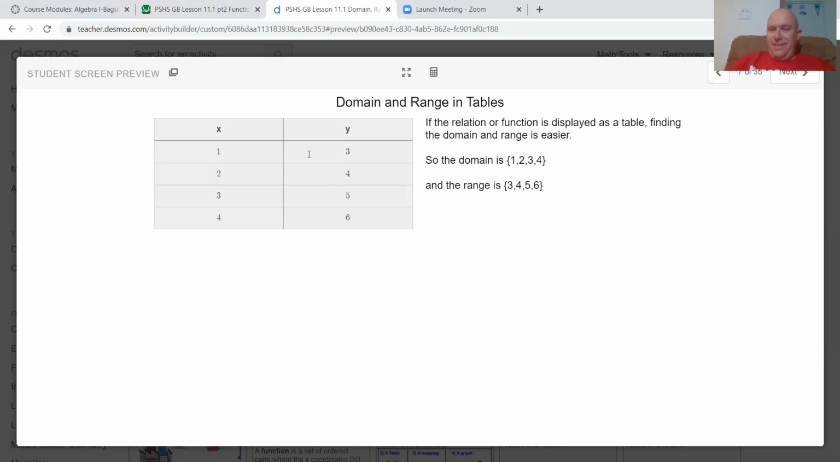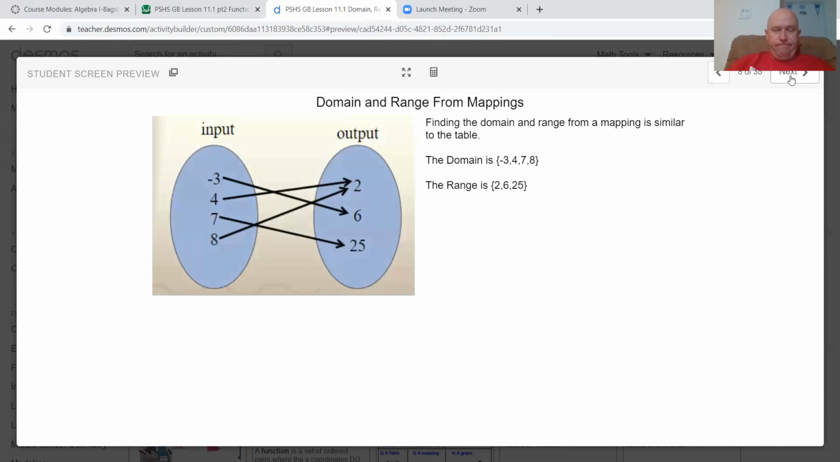If they're in a table, this is actually even easier to do. You can literally just read down. You can see all the x values lined up here. You don't even have to remember the first coordinate is the x value. So 1, 2, 3, 4. And for the range, the y values, 3, 4, 5, 6. Notice the set notation we use for this, the sort of curly brackets, I think they're called. We call them something different in England, so I sometimes get the American and the British term mixed up.